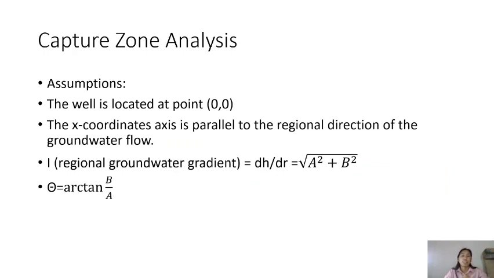Now, for the capture zone analysis, the assumptions we are going to make are that the location of the well is at the point 0, 0, which means the well acts as the center, and the x coordinate axis is parallel to the regional direction of the groundwater flow. Now we are going to find the groundwater gradient, which is dH by dr. This is found by taking the square root of a squared plus b squared, the values that we found before, and the angle is arctan b by a.